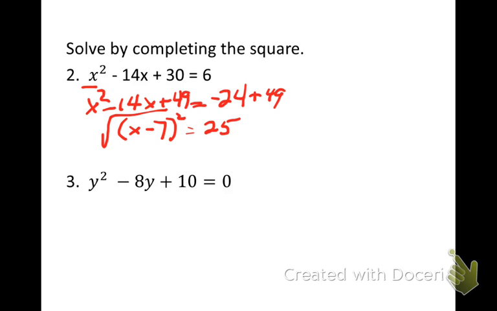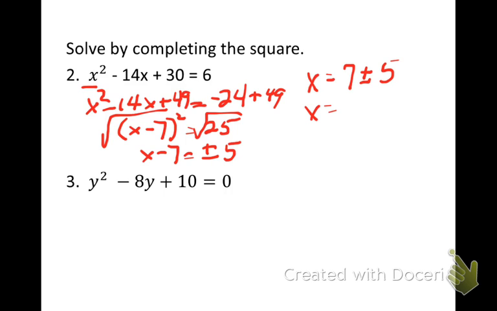So now I'm ready to take the square root of each side and get x minus 7 equals plus or minus 5. So x equals, when I add 7 to each side, 7 plus or minus 5. So x equals 7 plus 5 would be 12, and 7 minus 5 would be 2.